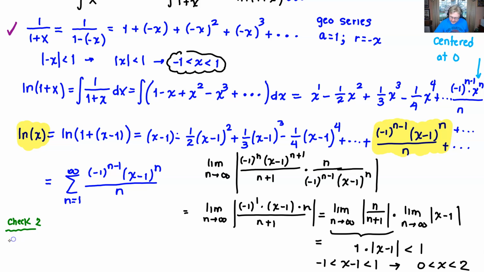I'm going to check the right endpoint here first. So we have -1 to the n minus 1 times 1 to the n over n. And as you can see, this is going to be the alternating harmonic series. And we know that's going to diverge.